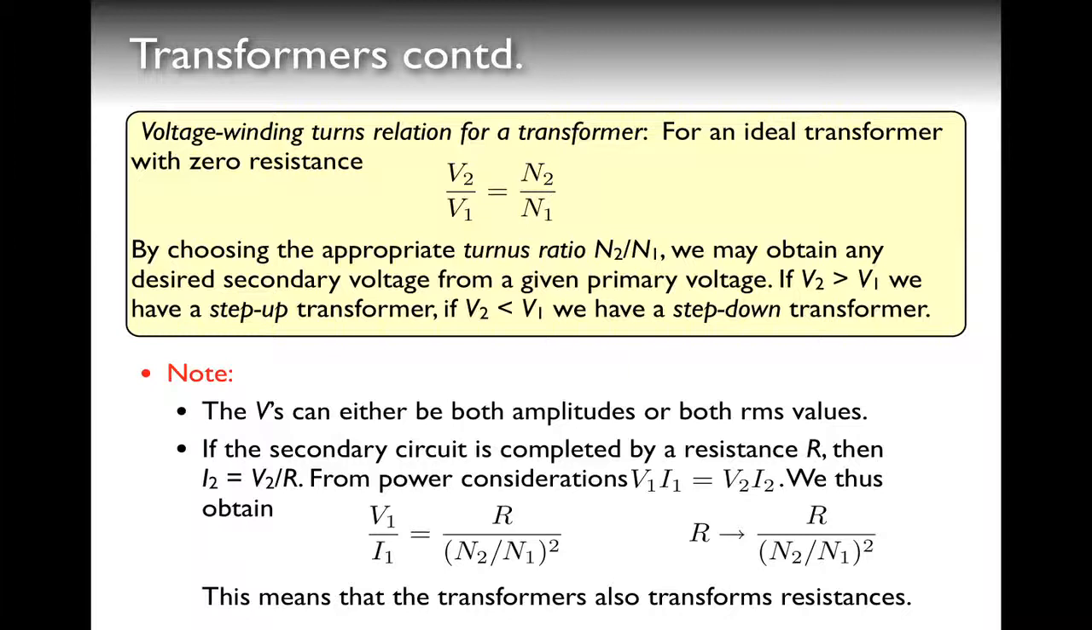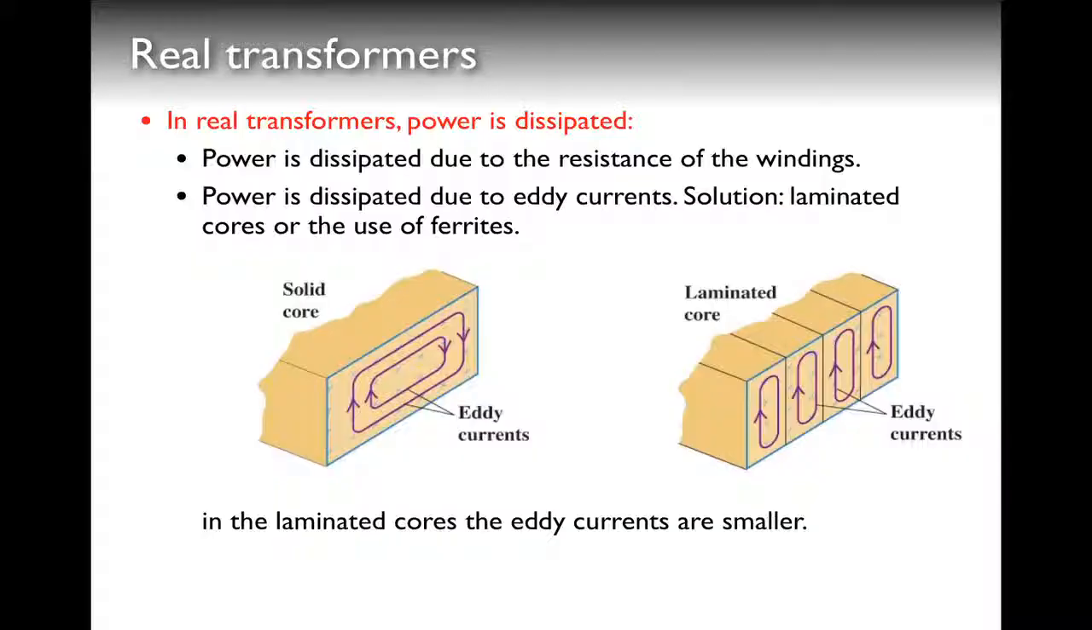Now, a quick word about real transformers. In real transformers, there is some power dissipated due to the resistance of the windings, and also power is dissipated due to eddy currents. If you have a big iron block where you wound your wires around, you're going to get big eddy currents, and the way that technologically this is prevented is by using so-called laminated cores or the use of ferrites, which have very poor conductivity. So in this case, for the eddy currents on the right-hand side of the laminated core, we will have very small ones, which is not the case on the left-hand side.